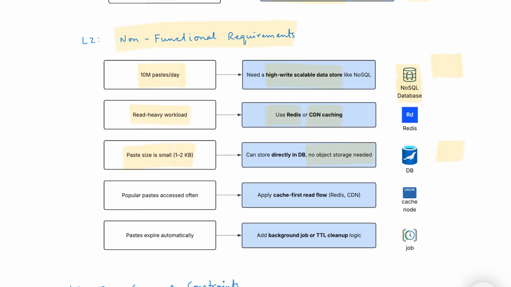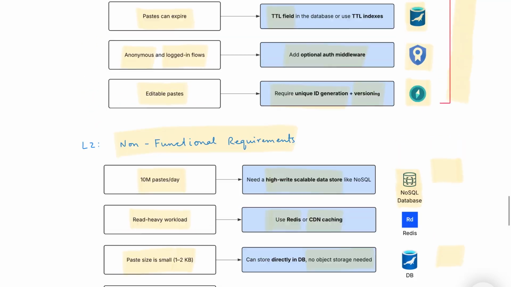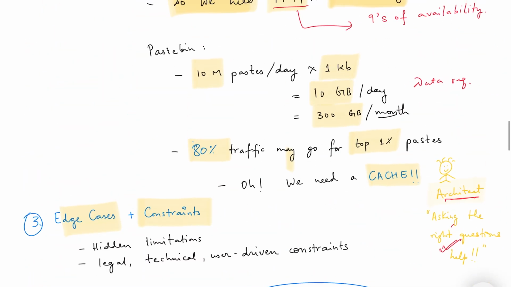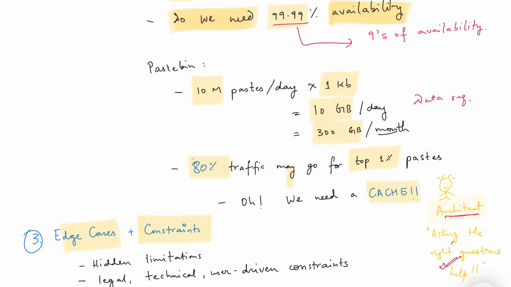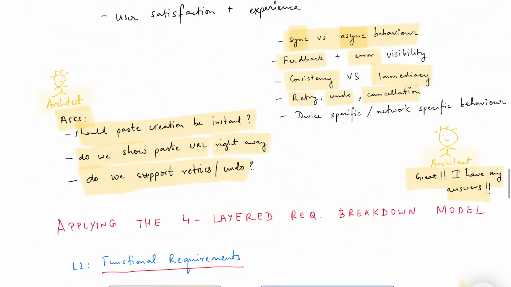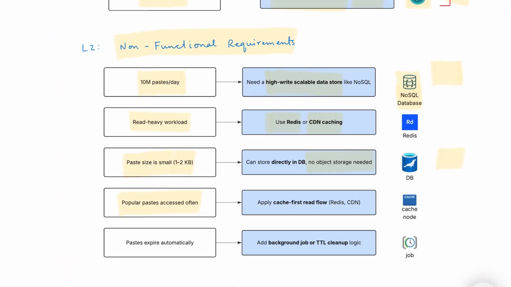And the fourth question that we asked was about traffic. We also realized that 80% of the traffic may go to the top 1% of pastes. So that means we have to implement a caching mechanism at the backend as well. That's why we are applying something called a cache-first read flow, which we will look at. So at the backend we are applying a caching mechanism to store the top 1% pastes in the cache.